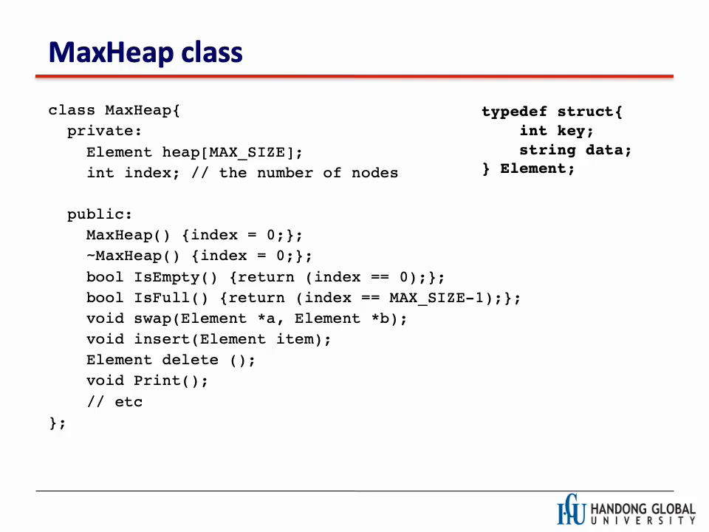As public functions, we have a constructor, destructor, is empty, is full, swap, insert, delete, and print. First, a constructor can be implemented really simply, where the index variable is initialized to 0. It means we don't have anything in the array. So index is indicating the number of nodes in the array.